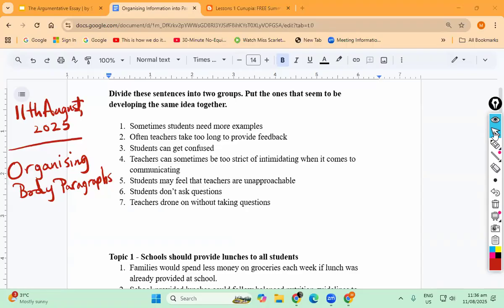All right, sometimes students need more examples. Often teachers take too long to provide feedback. Students can get confused. Teachers can sometimes be too strict or intimidating when it comes to communicating. Students may feel that teachers are unapproachable. Students don't ask questions. Teachers drone on without taking questions.